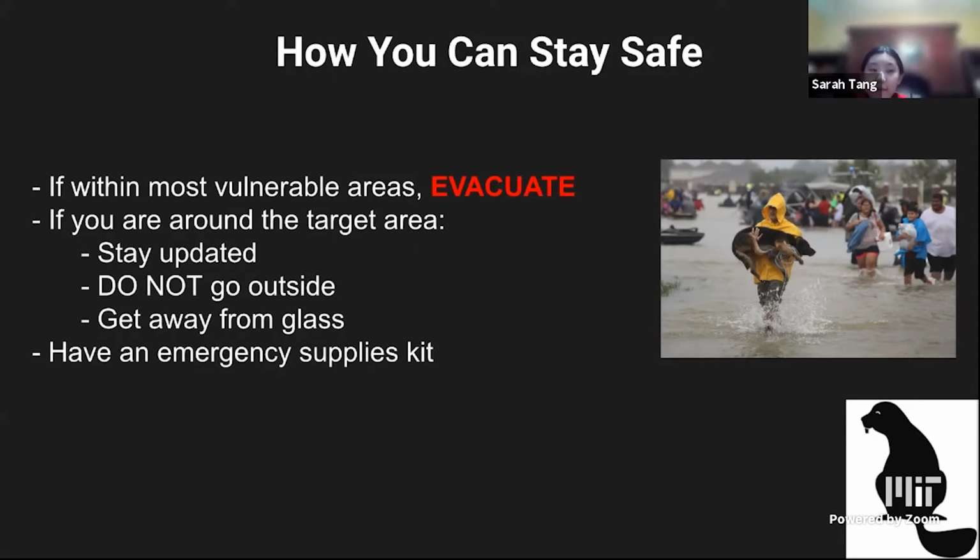Here's how you can stay safe in the hurricane. If you're within the target area of the hurricane, please evacuate. If you're around the target area, then do the following. Watch and listen to the news and stay updated. Use a TV and or a radio. Do not go outside until you hear an official message saying you can. Go into the interior room or a downstairs bathroom and stay away from windows and glass doors. Also, have an emergency supplies kit that includes flashlights, batteries, 3 days worth of water and food, a first aid kit, cell phone and charger, blankets, and 2 days worth of clothes.